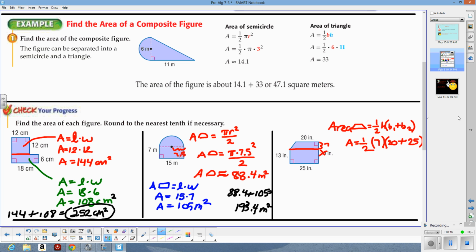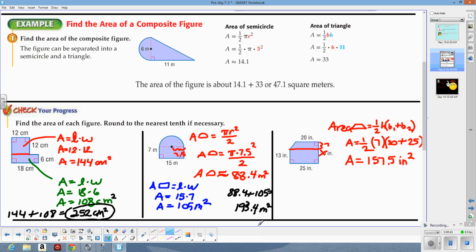So now if you want to go ahead and calculate that, that works out to be 157 and 5/10 inches squared.